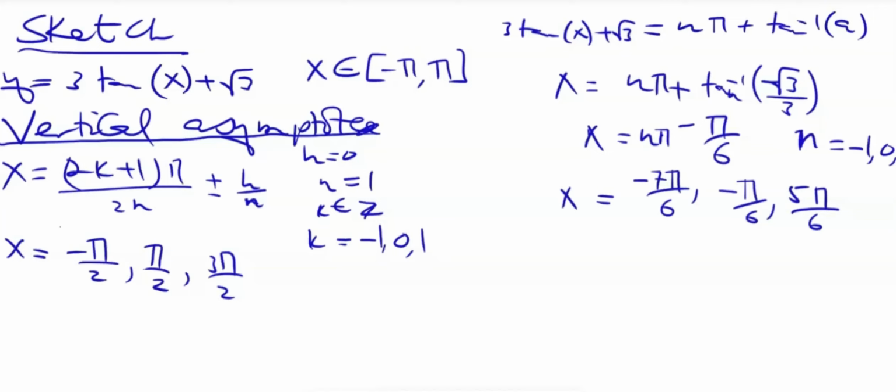The next thing I need to do is sketch that. Now I have my vertical asymptotes. For a tan graph, you need your vertical asymptotes and your x-intercepts, so that's it. But this one here has a translation of 3 square root of 3 units up. So that means we need to indicate the endpoints.